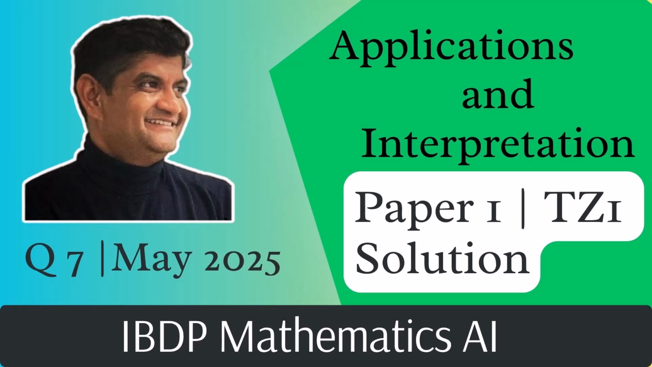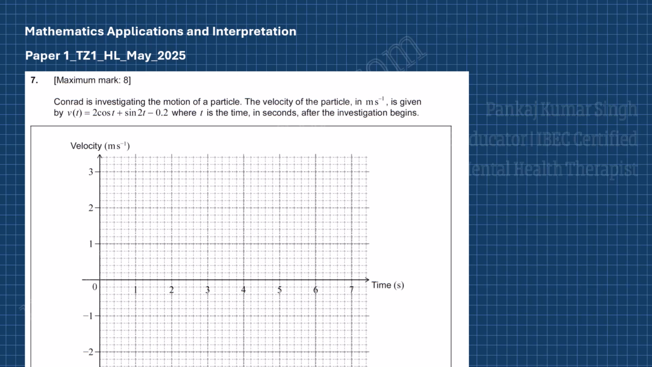Mathematics Applications and Interpretation, Paper 1, Time Zone 1, HL, May 2025. This is question number 7 and it carries 8 marks. We have Conrad, and he's investigating the motion of a particle. The velocity of the particle is given in meters per second, and the velocity itself is given by a trigonometric equation.